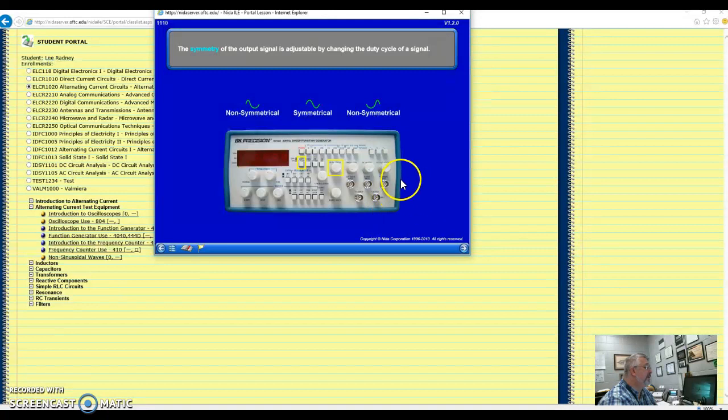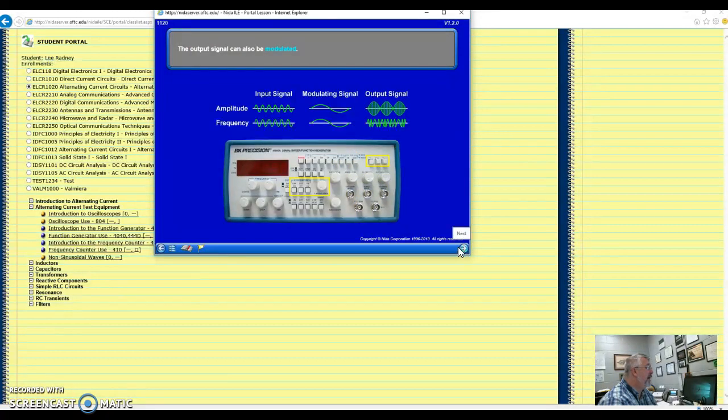The symmetry of the output signal is adjustable by changing the duty cycle of the signal. That may or may not be on the particular one. Again, these vary, but typically you're not going to be changing the waveform, but you can see what it means by symmetry. We're symmetrical, both sides being kind of equivalent. The left one here, the bottom peak being wider, the right one here, the bottom peak on the left being wider. So it just kind of depends on what you're trying to do there, but typically you're going to be working with sine waves.